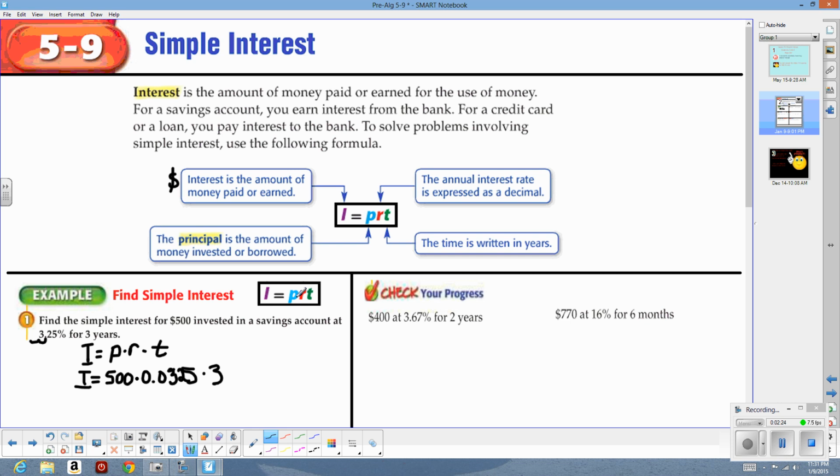So 500 times the interest rate in decimal form times the time in years, and you will end up getting the interest is $48.75. What that means is after 3 years' time at that particular interest rate, that $500 will earn that much extra money. You may want to pause the video and try the next two on your own.